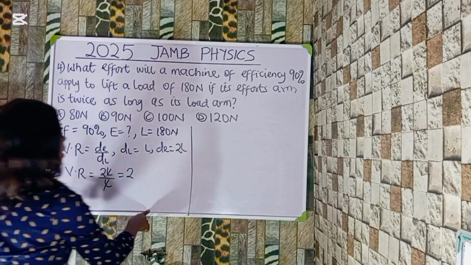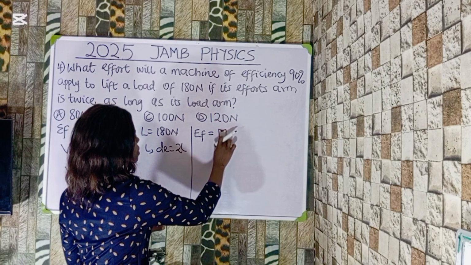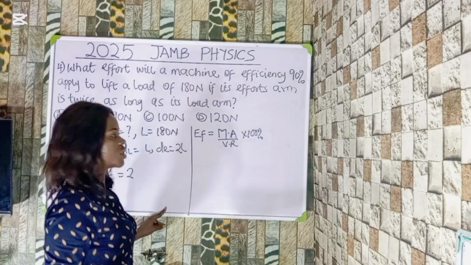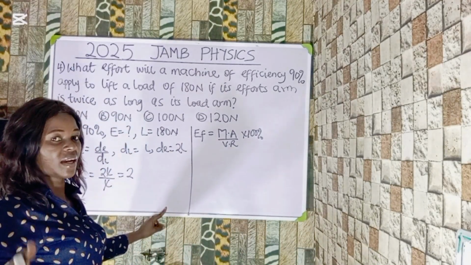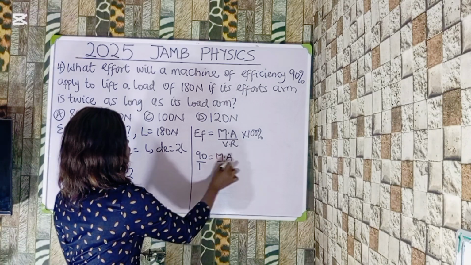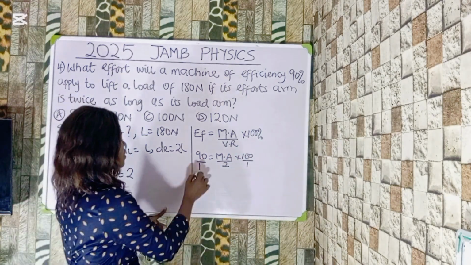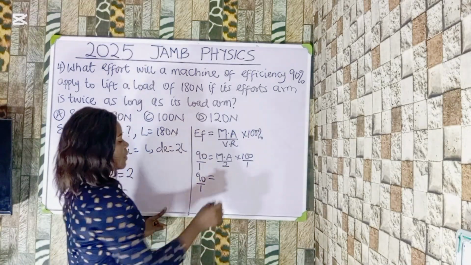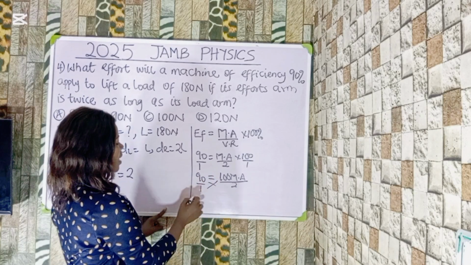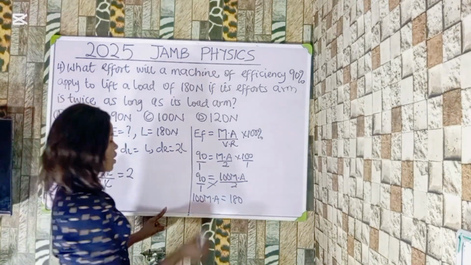Now, let's go. Efficiency is equal to mechanical advantage over velocity ratio multiplied by 100%, right? Let's just substitute. Because I'm looking for the effort, I'm going to first find my mechanical advantage. Now my efficiency is 90, so 90 over 1 is equal to mechanical advantage over velocity ratio, which is 2, multiplied by 100 over 1, right? So 90 over 1 is equal to 100 MA divided by 2. Let's cross multiply. We cross multiply to get 100 MA is equal to 180, right? So let's divide both sides by 100.